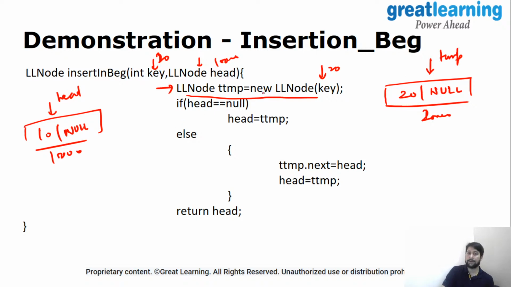Okay, done. So you have this null and you will have some reference. Let's suppose this is 20,000 and then this temp is pointing to this. Okay, done. Now what is happening? Is our head null? No, head is not null. Now we will go into the else part.